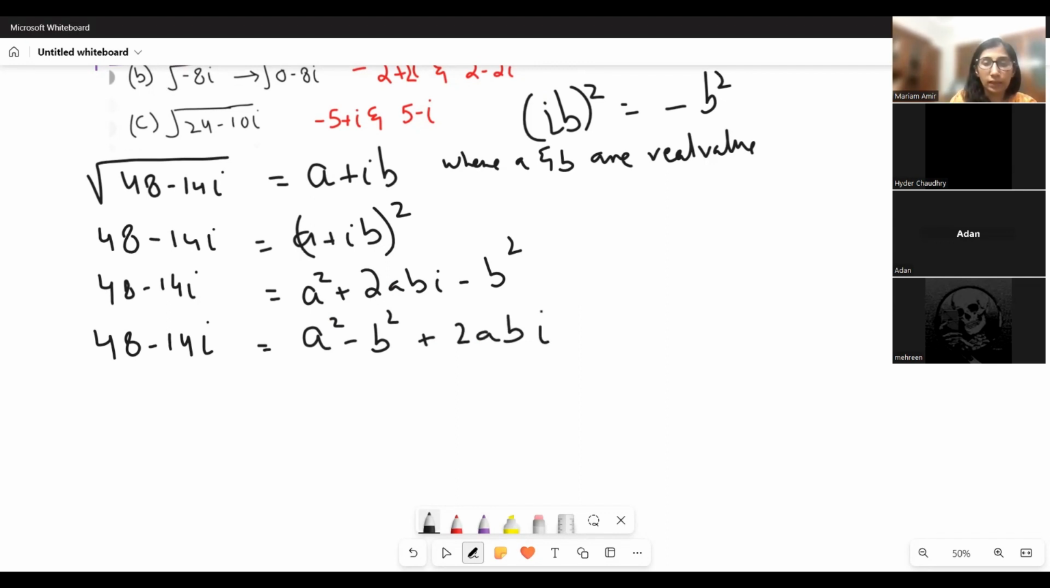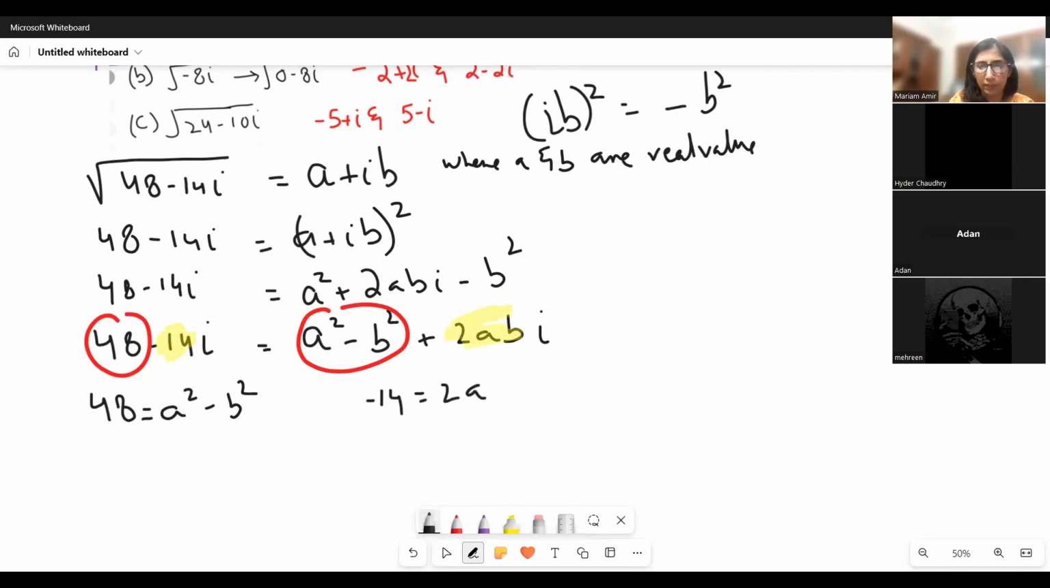So we're going to equate that. 48 gets equated to the real value here, a square minus b square. 48 is equal to a square minus b square, and the imaginary part, which is minus 14, is equal to 2ab. So minus 14 is equal to 2ab. So we have a equals minus 7 by b. Is that the substitution you took, that you made a the subject? Yes, a is the subject, so you got this as well, minus 7 upon b.